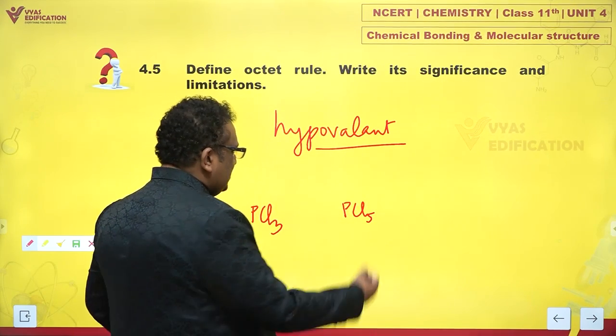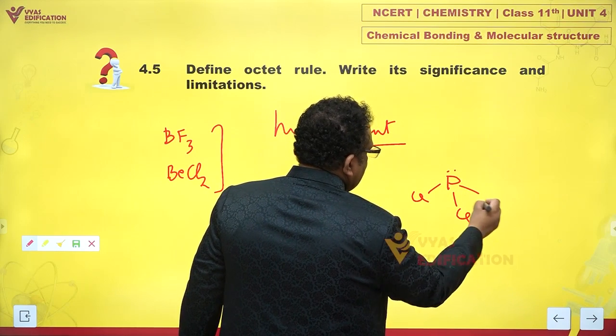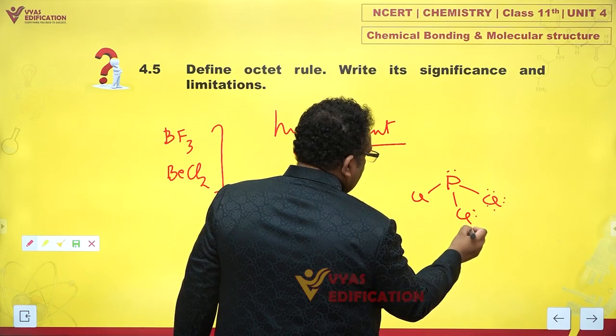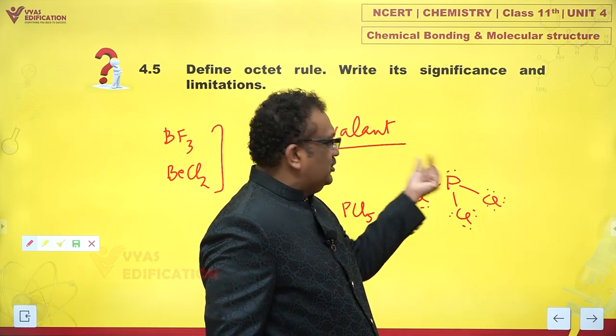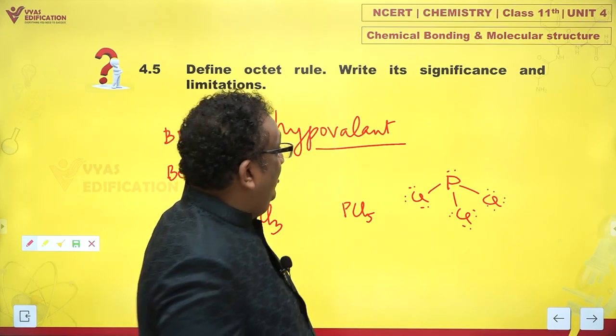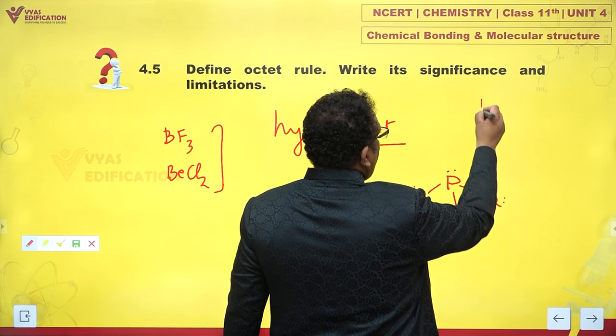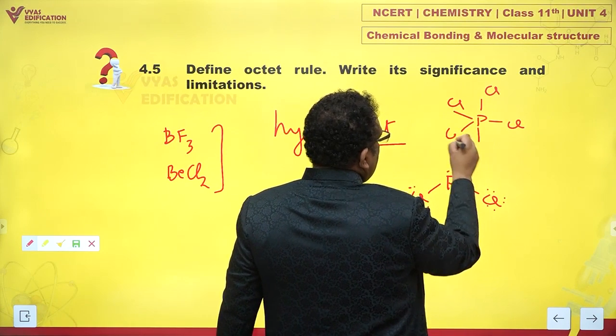I'll just draw the structures and show you. PCl3 is like this. So 2 plus 2, 4 plus 2, 6 and plus 2, 8. Phosphorus is following the octet rule and so does each chlorine atom. What about PCl5? If you have PCl5, Cl, Cl, Cl, Cl, Cl.